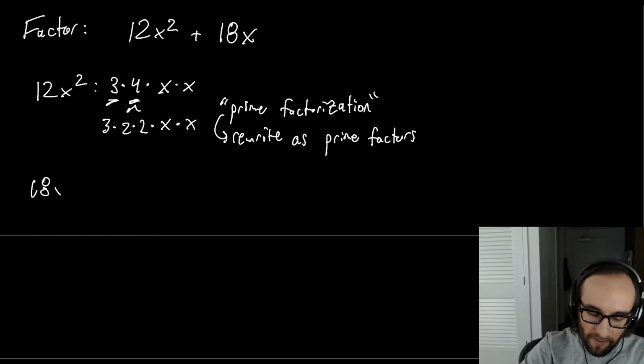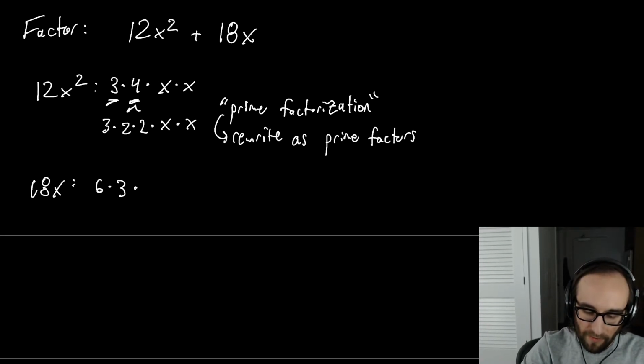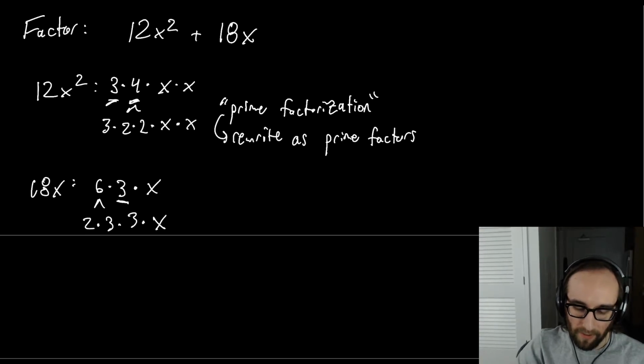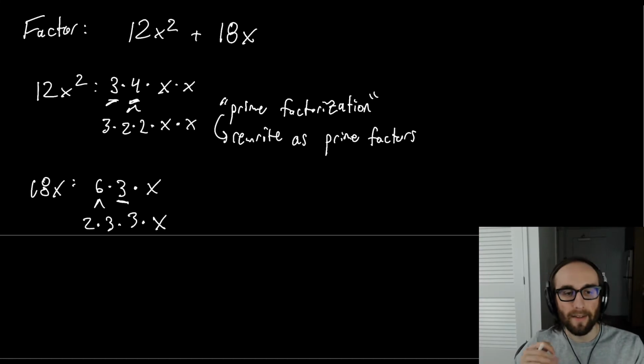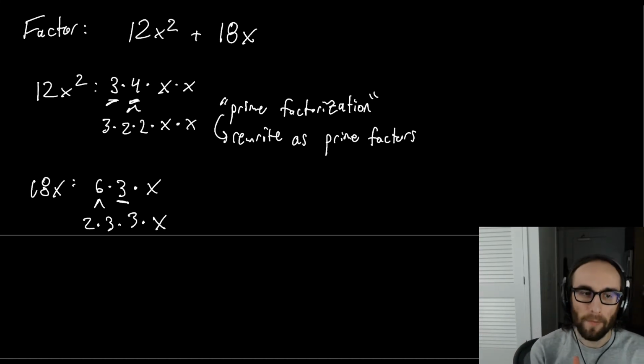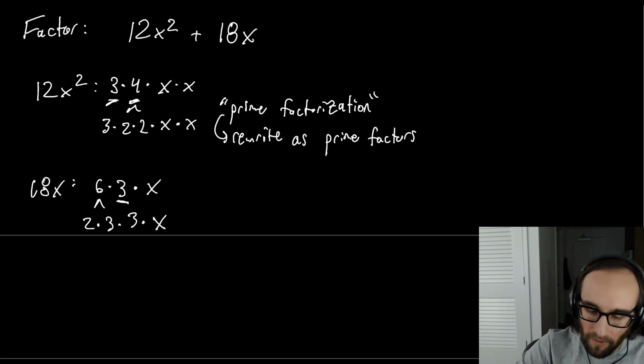For 18x, we could rewrite this as 6 times 3 times x. And again, 3 is prime, but 6 is not. So we could rewrite 6 as 2 times 3 times 3 times x. So for prime factorization, we're just splitting it up as much as possible until we get prime factors. Okay, so one way to approach this is to look for common factors.